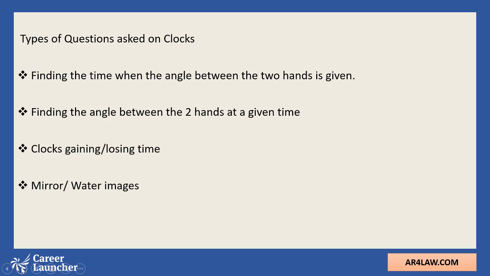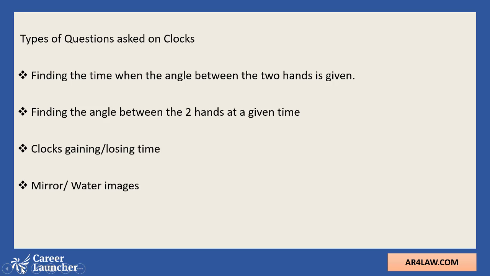Let me first tell you what kind of questions are framed on clocks. The first kind is finding the time when the angle between the two hands is given. The second variation is finding the angle when a particular time has been given, and we are supposed to find the angle between the two hands of the clock.